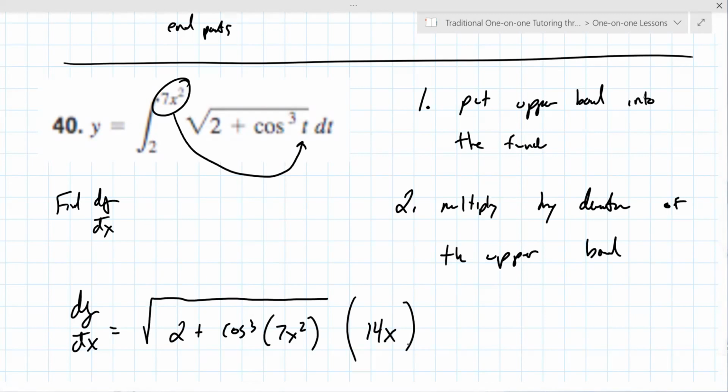The second part is most often forgotten, and sometimes you don't need it. Like in 39, the upper bound is x, so the derivative of x is 1. Multiplying by 1 doesn't change anything. 42 has a variation on this, but you only asked for 40, so we'll go with that. On to 54.